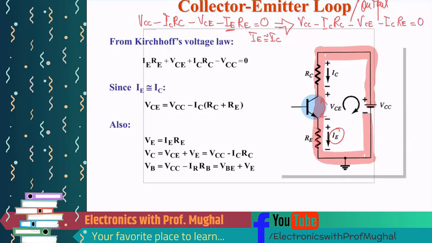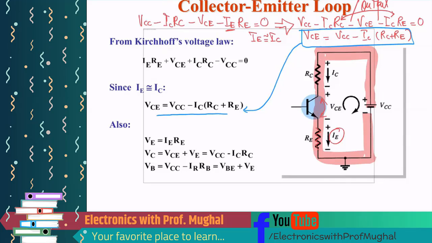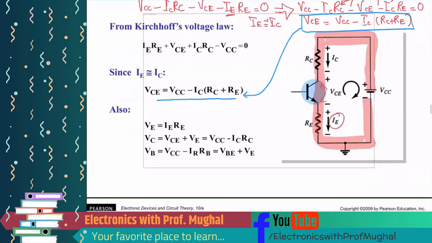And if I want to find the equation for VCE, then I get VCC minus, and I can take IC common between these two terms, IC(RC plus RE). So that's what I get as an equation for VCE, okay? And if you look at this equation, they have the same equation over here. VCE equals VCC minus IC(RC plus RE), okay?